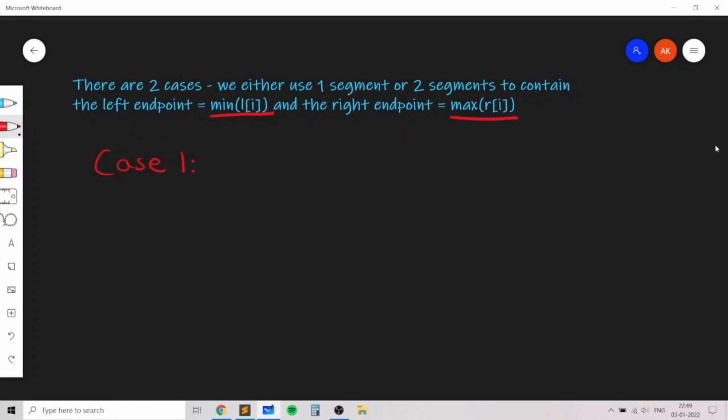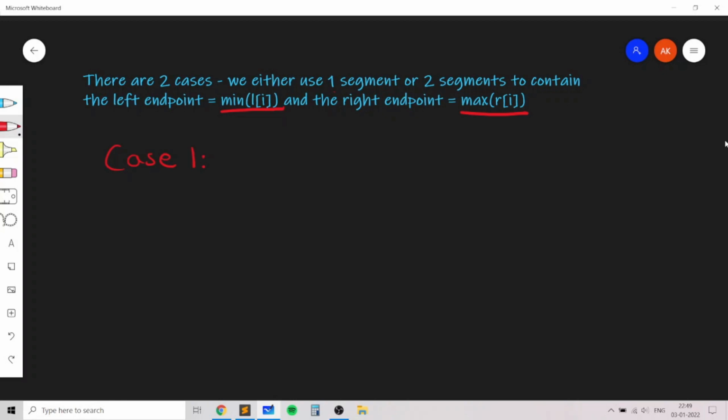Now let's look at the first case, when we use only one segment to contain this entire interval. If we use only one segment, then we know that the segment should have the min left endpoint so far and the max right endpoint so far, and for all the segments which satisfy this condition, we need to find and print the minimum value of C.